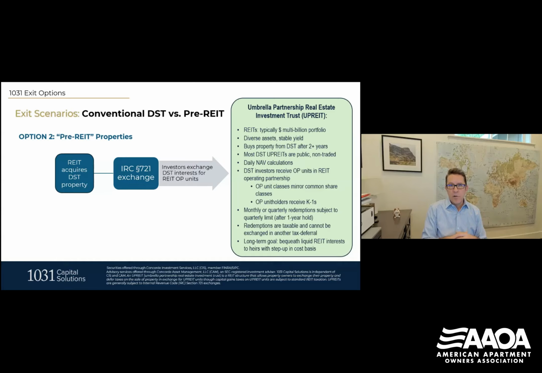Again, under Internal Revenue Code Section 721, the owner of a property, in this case a DST property, can contribute the property to a REIT partnership in exchange for REIT partnership units without recognizing any gain. And today, half of all DST dollars are being invested in these pre-REIT offerings. The technical term for REITs that can utilize Section 721 is Umbrella Partnership Real Estate Investment Trust, or UPREIT. But because virtually all syndicated REITs are structured as UPREITs, we usually drop the up and just call them REITs.